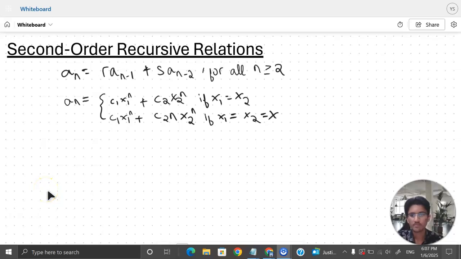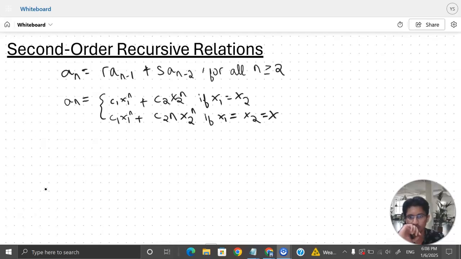Hi guys, let's talk about second order recursive relations today. In second order recursive relations, we generally use this formula: a of n equals r times a of n minus 1, plus a coefficient times the a of n minus 2, for all n greater or equal to 2. As we do the example, you will see how we use this formula.